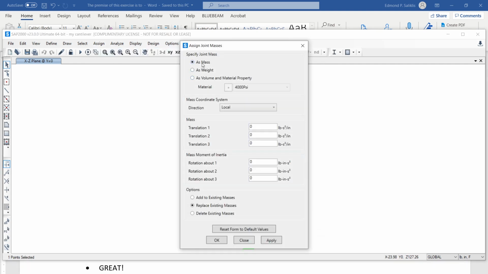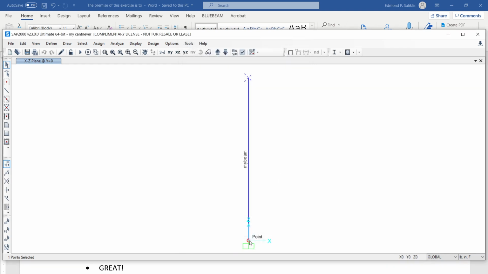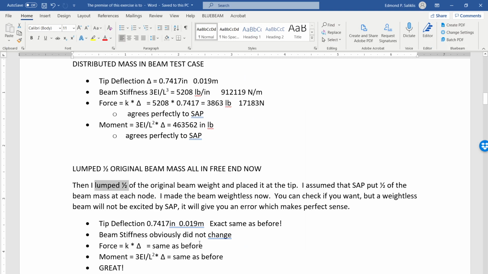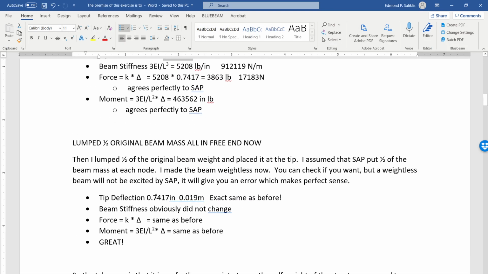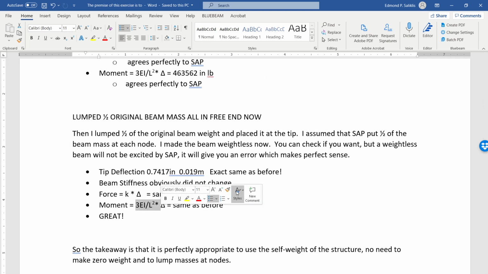And you could assign it as a mass, but you could also do it as a weight. And that would be pounds in the United States or kilograms everywhere else. Okay, so very easy to do. Remove the weight of the beam, lump half of it to the tip, and then you get the exact same answers, 0.74. Obviously, the beam stiffness doesn't change. The moment is the same as before. Everything works beautifully, super easy.